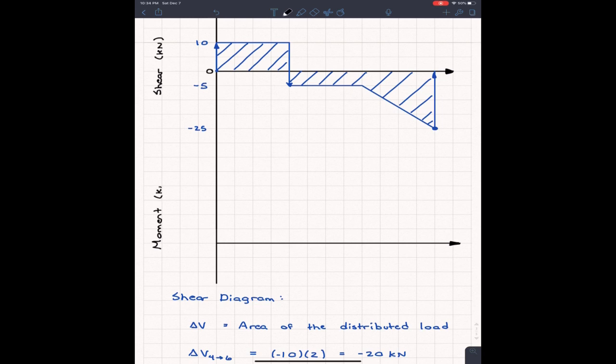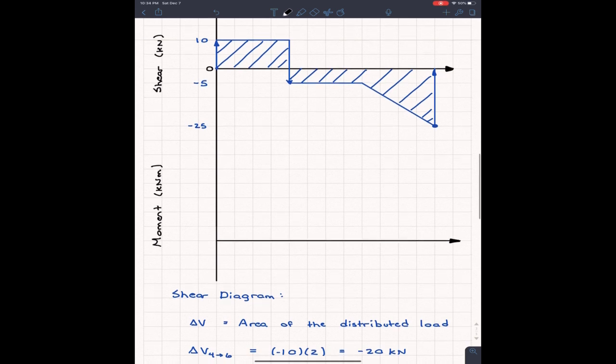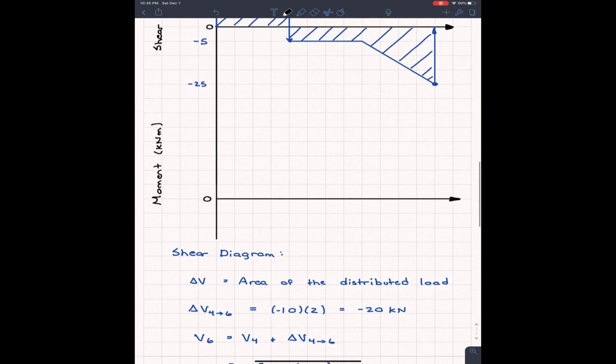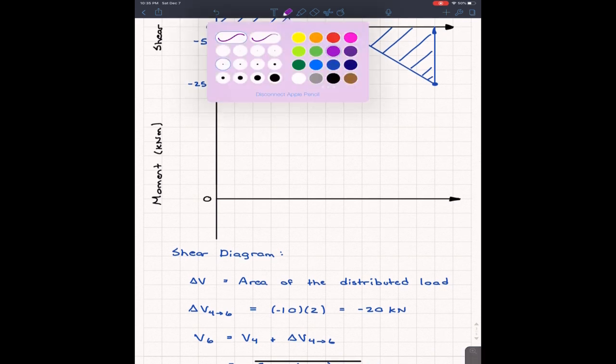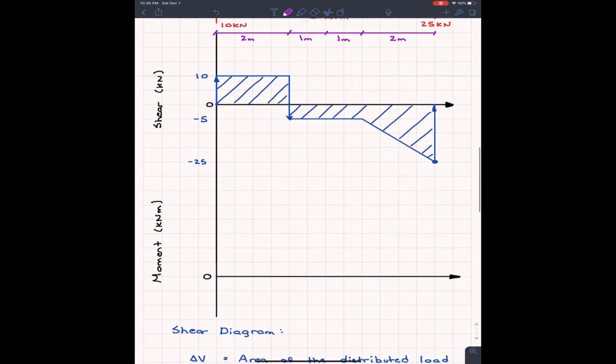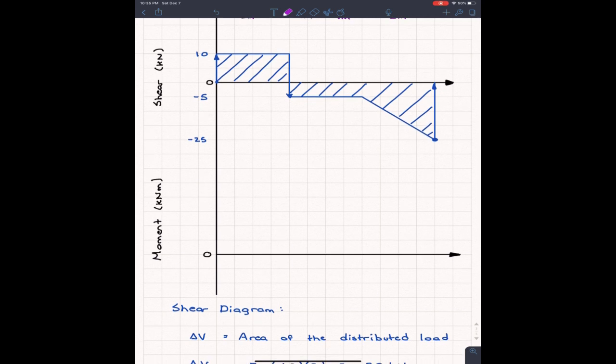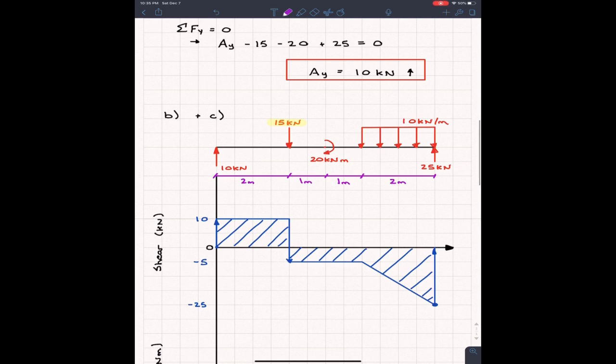And we know that moment is in kilonewton meters. And we're going to start, of course, at 0, just like this. And we'll do the moment in a different color. So let's do the moment in purple. Why not purple? It's the same thing as the shear diagram, where we're just going to go left to right and check for our loads and stuff like this.